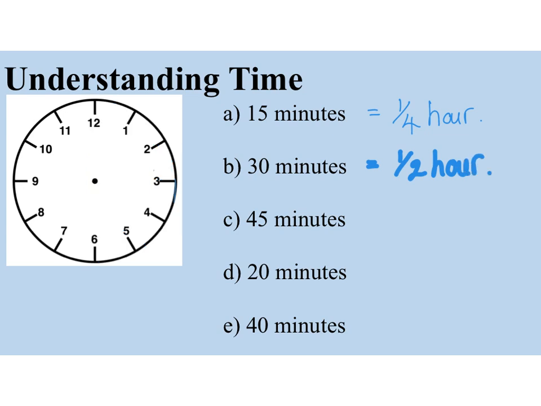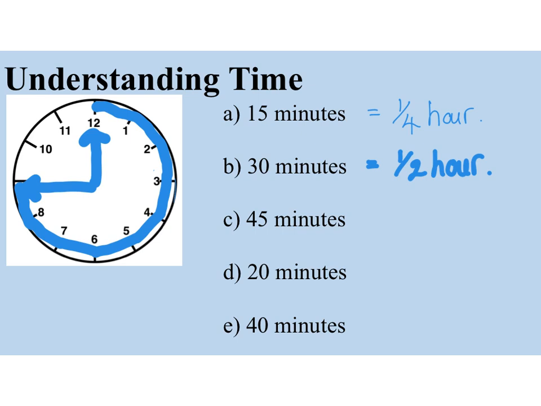Okay, next one I'm going to look at is 45 minutes. So again, starting from the 12, imagine how far the minutes hand would move for 45 minutes. 5, 10, 15, 20, 25, 30, 35, 40, 45. And the minutes hand would end up round there. Now again, hopefully you can see that that hand there has travelled 1 quarter, 2 quarters, 3 quarters. So 45 minutes is the same as 3 quarters of an hour. Okay.